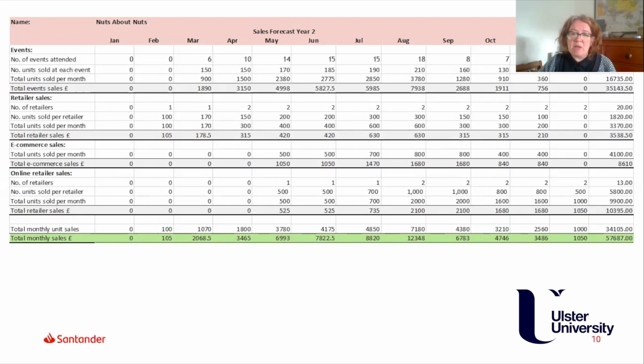And it starts to paint a much clearer picture, both for Sam in terms of the decisions that she needs to make, but also for a funder who may be looking at supporting Sam's next stage of growth. This for me shows somebody who really understands their business and who can really use this as a tool to make some key decisions.